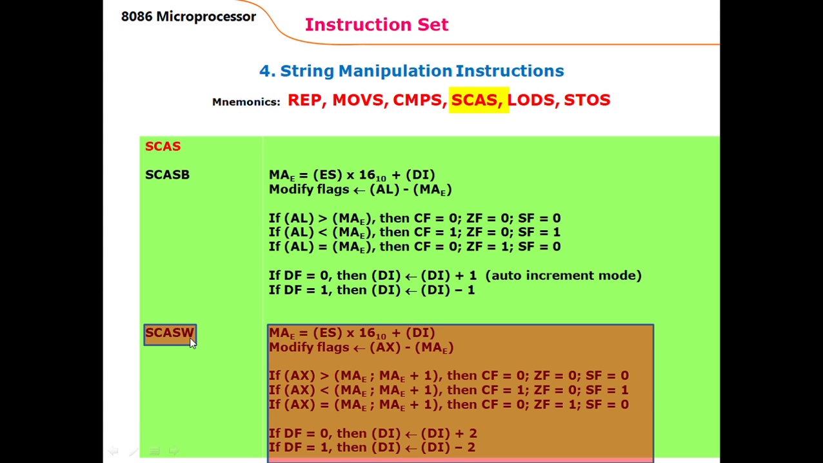And in quite the same way, as the instruction is operating on 2 bytes, the index registers are incremented or decremented by 2 depending on the direction flag. If the direction flag is 0, then 2 is added to DI, and if the direction flag is 1, then auto decrement mode is set, and 2 is subtracted from DI.